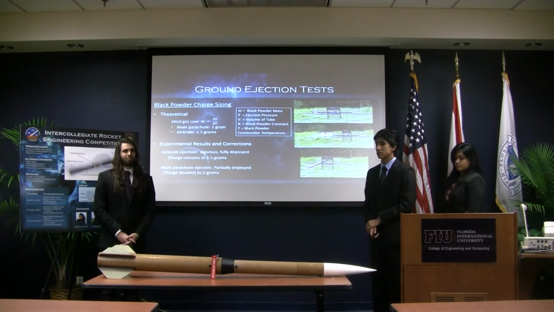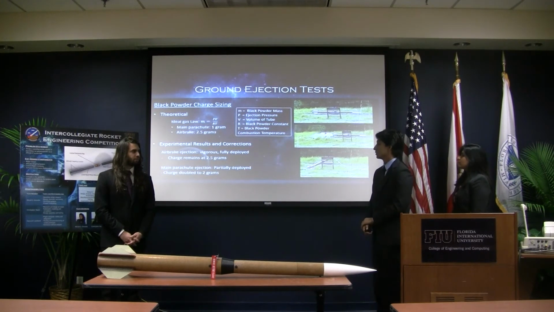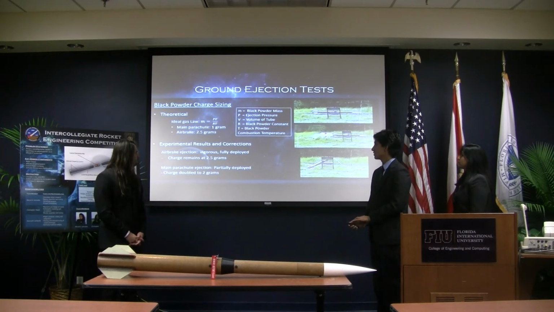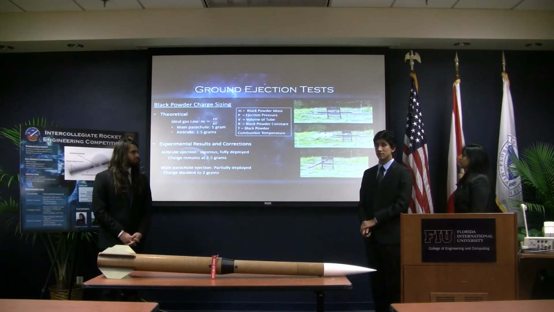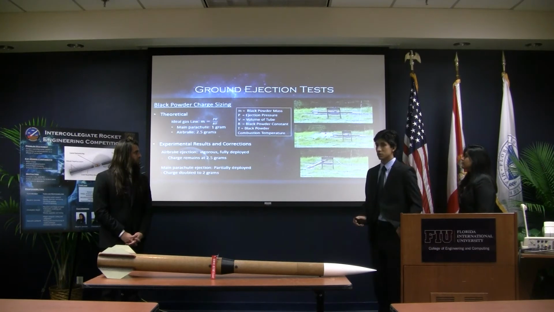Once the rocket was built, we needed to ensure that the parachutes placed within the rocket would be ejected safely and completely during flight. For this, we performed what are called ground ejection tests. We first utilized the ideal gas law using black powder properties and determined that the air brake would need a 2.5 gram charge. And here is shown a very vigorous deployment of the air brake, so the charge remained at 2.5.